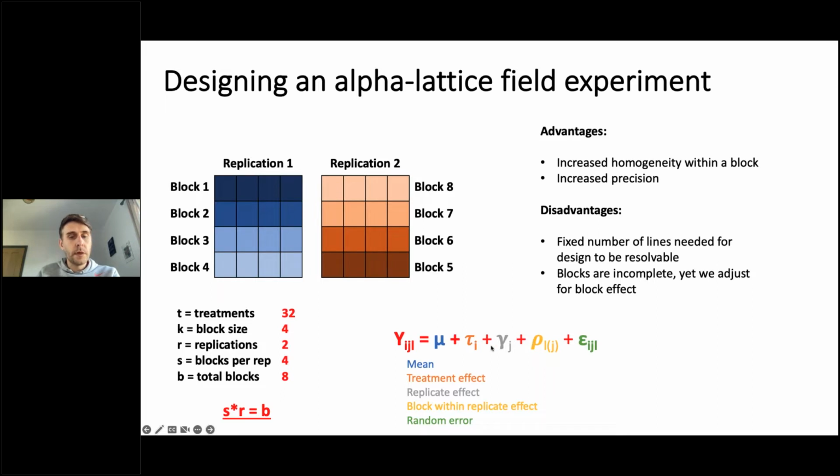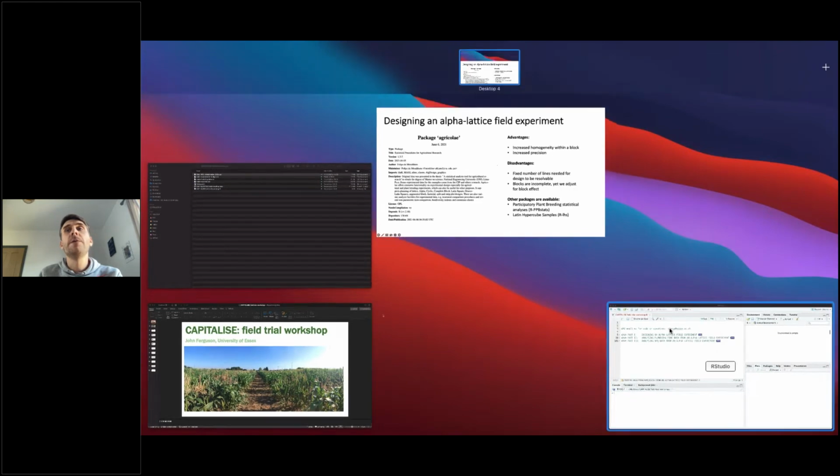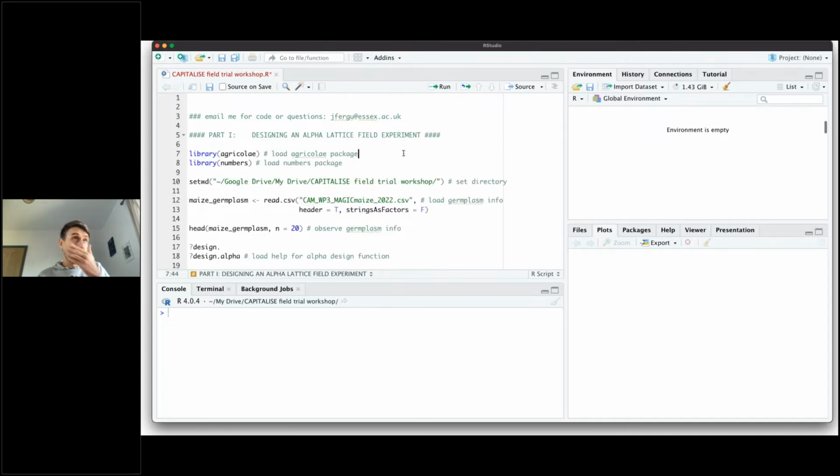So for our work with CAPITALISE, and Tally has already talked about this specific software example, we use the software package agricolae, which is executable within the free R software, to design our alpha lattice experiments. Other packages are available, and I think Tally's reference in the handout might link to some of these that could be of interest. So now I'll switch over to my R software environment and show you how within CAPITALISE we use this package to design an alpha lattice experiment for our maize trials.